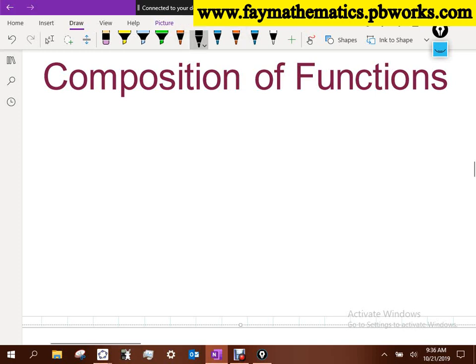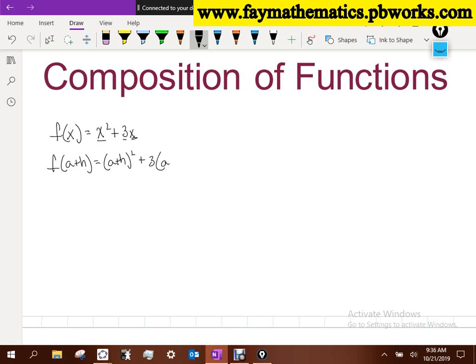You guys remember taking, let's say f of x is equal to x squared plus 3x. And then I said find f of a plus h. And all you did is you found the x, and you replaced it with a plus h. Remember doing that? Okay? That's a composite function.